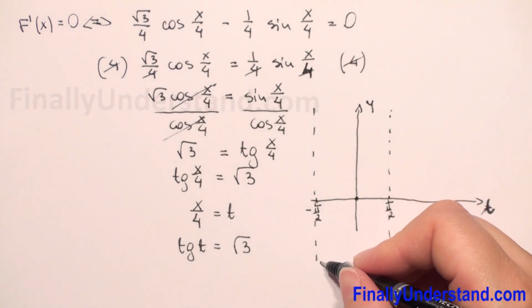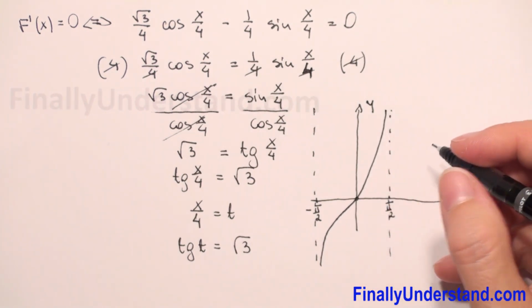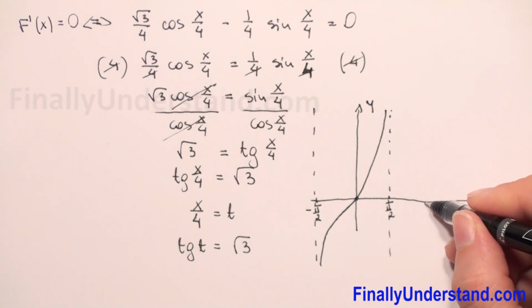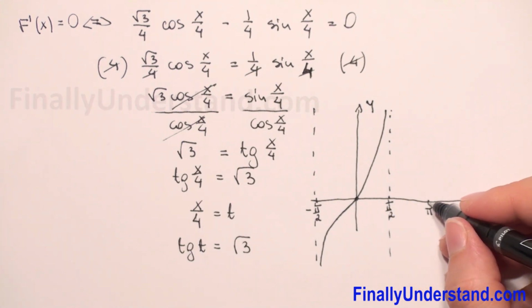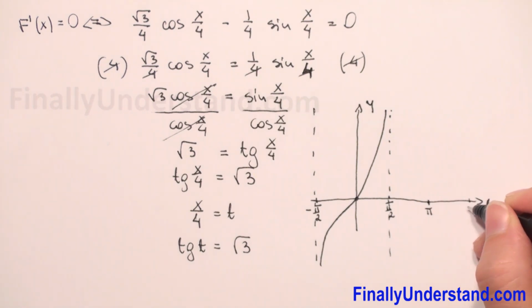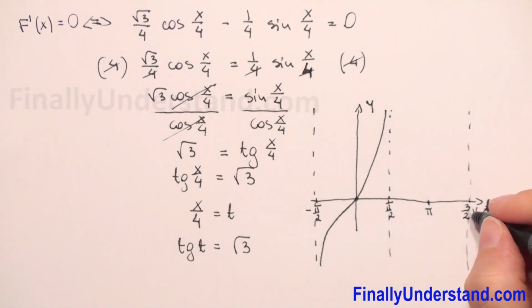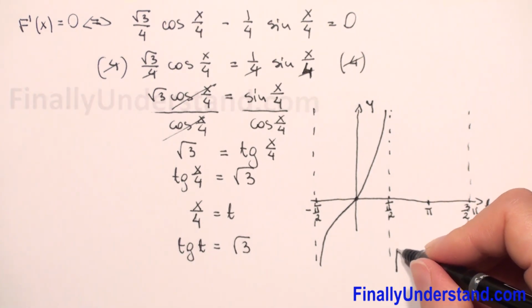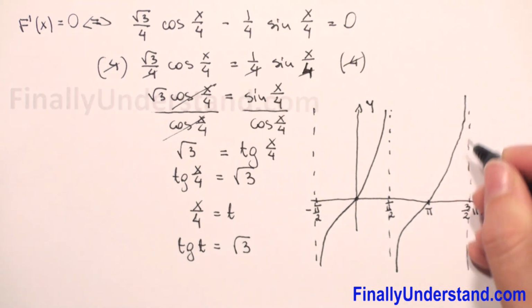And tangent is increasing from negative infinity to positive infinity in this open interval, and next, for pi, we have tangent equals 0, and for 3 over 2 pi, tangent again has an asymptote. For 3 over 2 pi, tangent doesn't exist, and one more time, tangent is increasing from negative infinity to positive infinity.